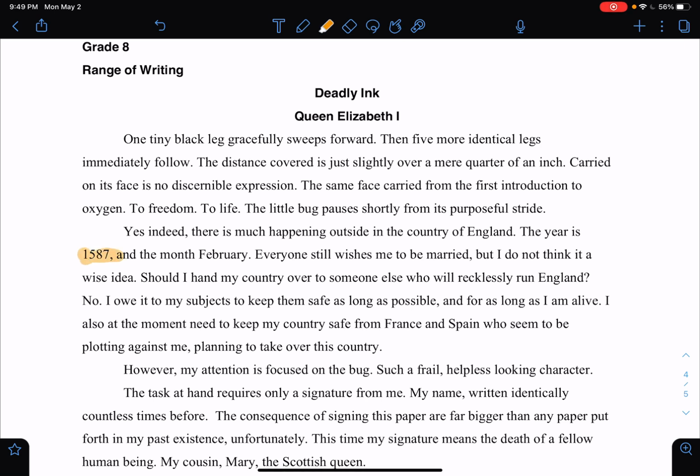"Everyone still wishes me to be married, but I do not think it is a wise idea. Should I hand my country over to someone else who will recklessly run England? No, I owe it to my subjects, to her people, to keep them safe as long as possible and for as long as I'm alive. I also, at the moment, need to keep my country safe from France and Spain, who seem to be plotting against me, planning to take over this country." So again, this obviously comes from the sources, right?